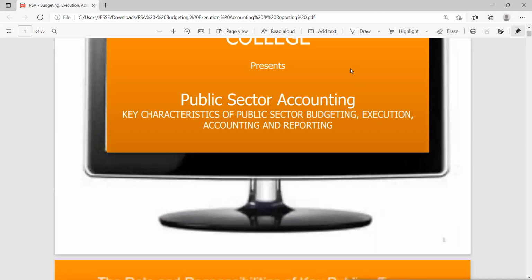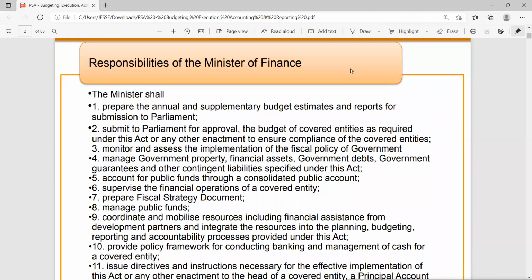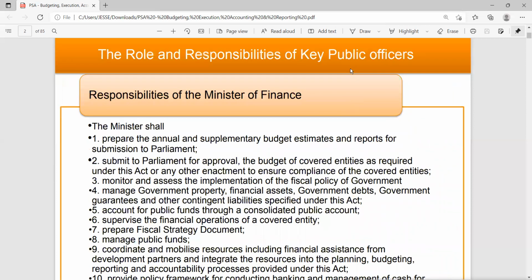So when you move on to the next slide, we'll be talking about key public officers, and we'll be determining the role and responsibilities of these key public officers. In every public sector accounting framework, there are key public officers who are responsible for executing public sector policies. So let's look at the Minister of Finance and what he does. What are his or her responsibilities? It's very, very crucial.